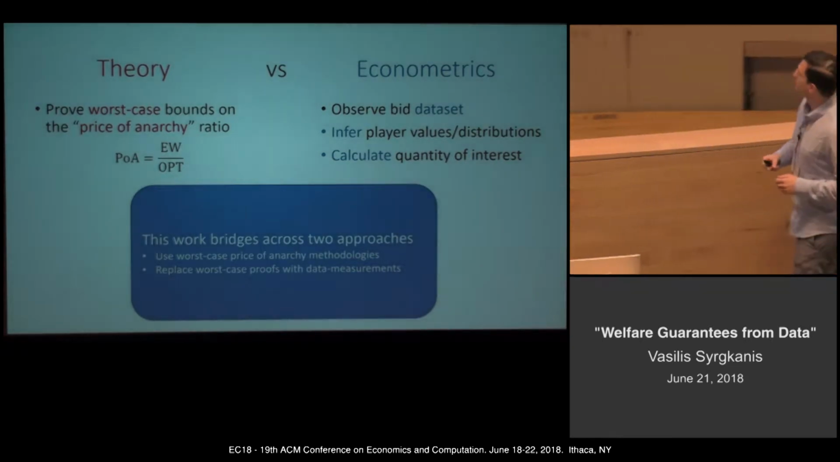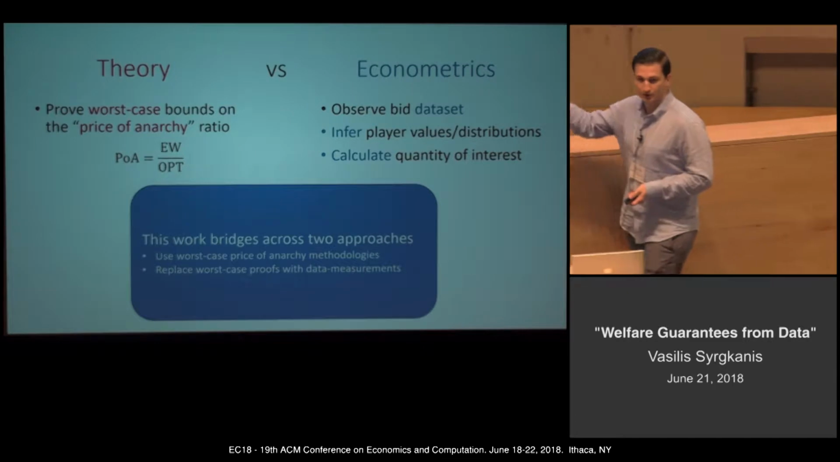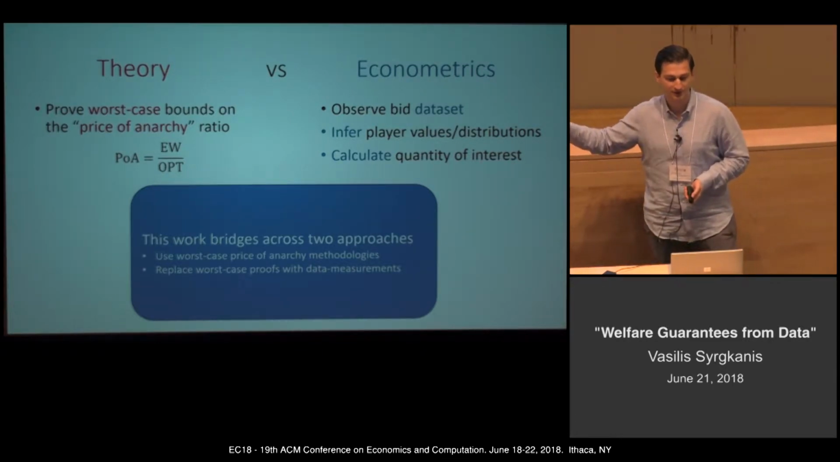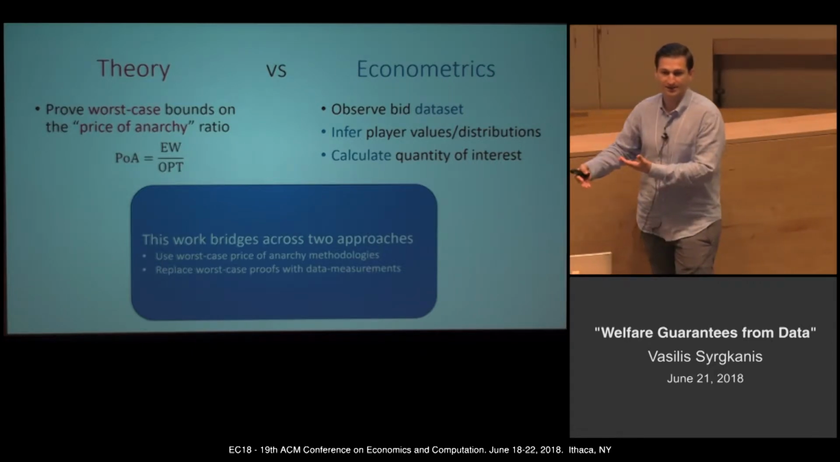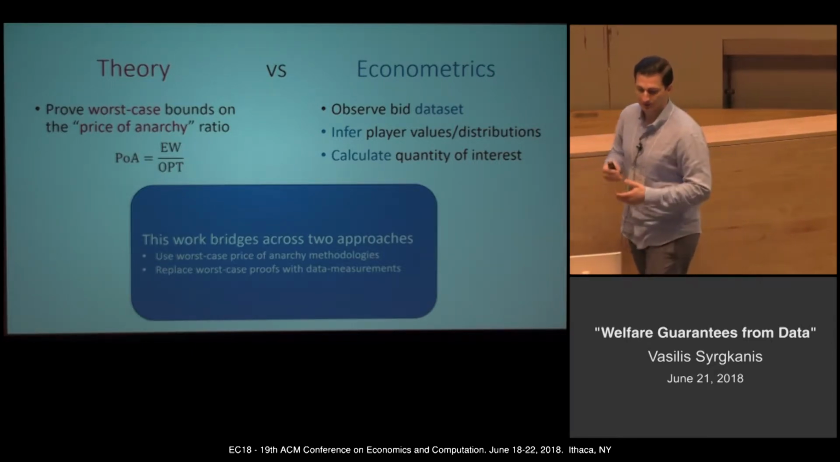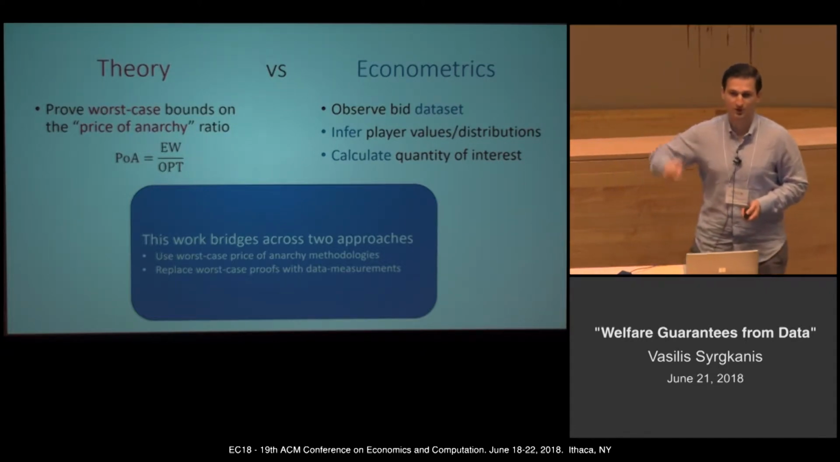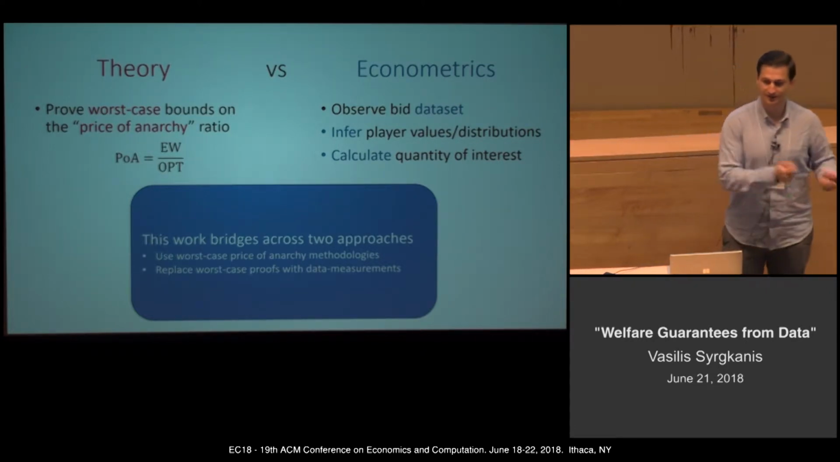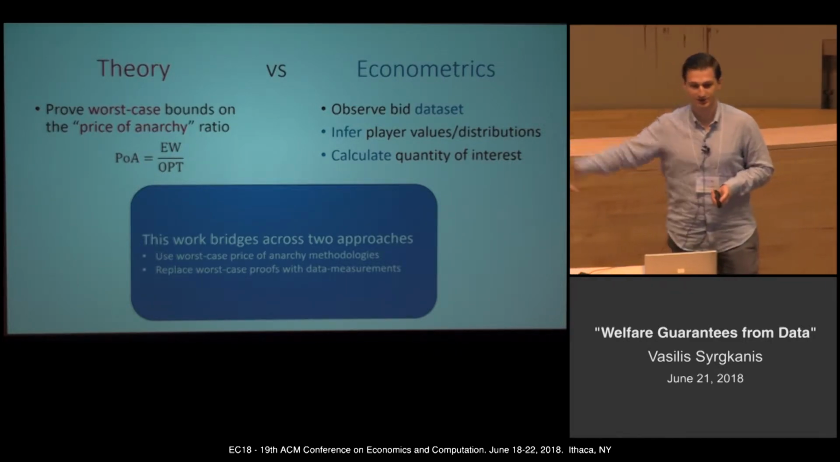Okay. So this work is trying to bridge across these two approaches and to use methodologies that have been developed in the price of anarchy literature, but replace worst case analysis in those methodologies with the existence of a data set. So suppose that you have a data set, how can you alter the proofs, these worst case proofs, in a way that adapts to the particular setting you have at hand?